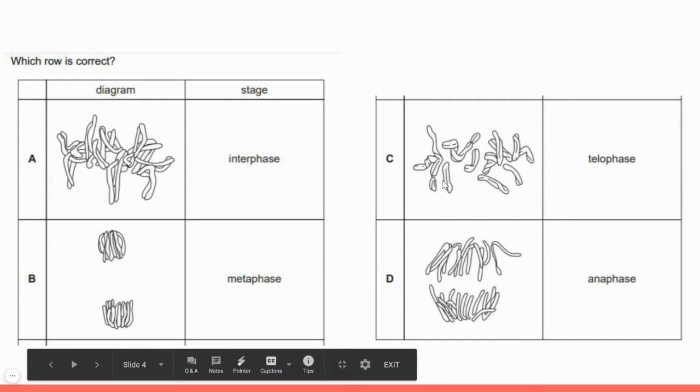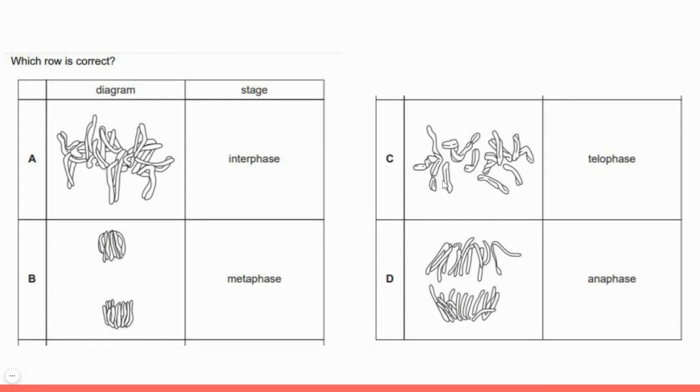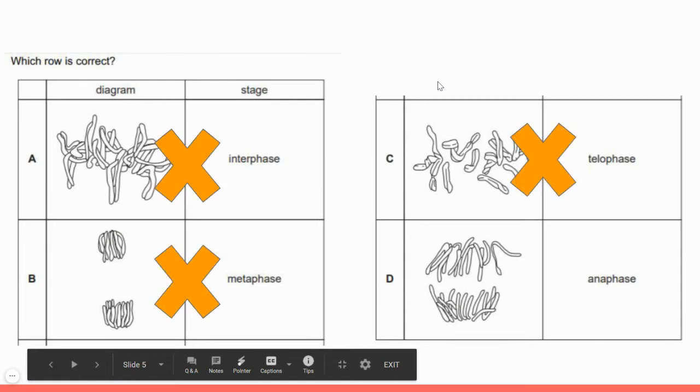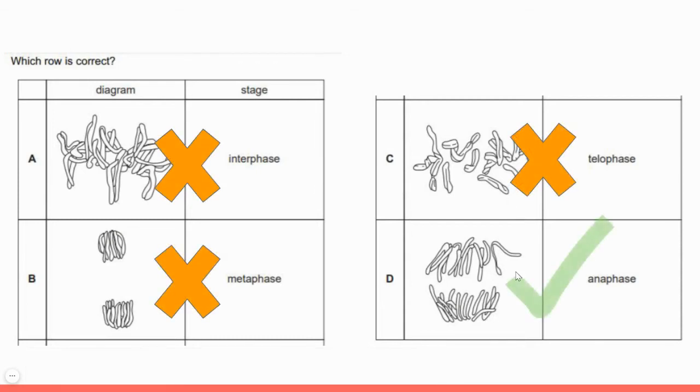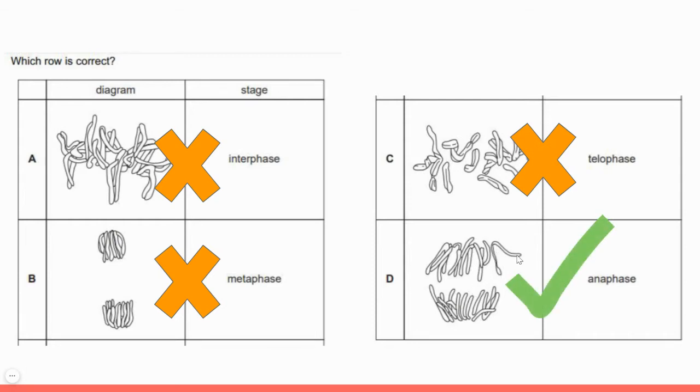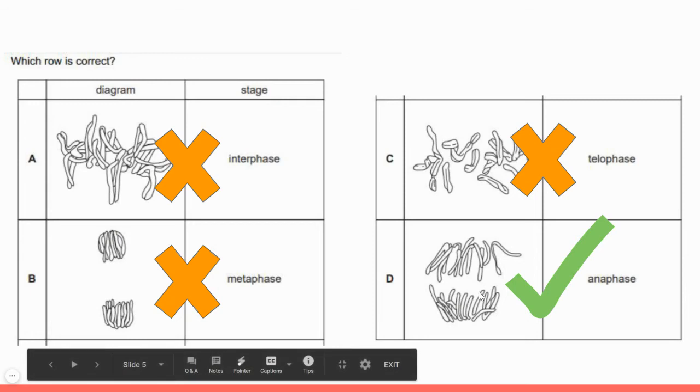In telophase, we know that the chromosomes have already moved to the opposite poles and they begin to relax and become chromatin again. So C is also not matching telophase. So I would say definitely the answer is D, because at anaphase, this is how the chromosomes appear. They are moving towards the opposite poles and they look V-shaped, like the letter V. So the answer is option D.